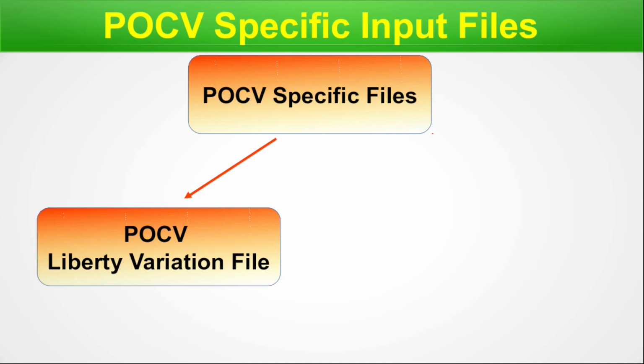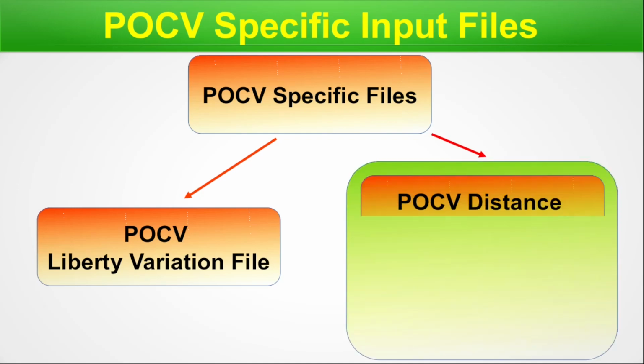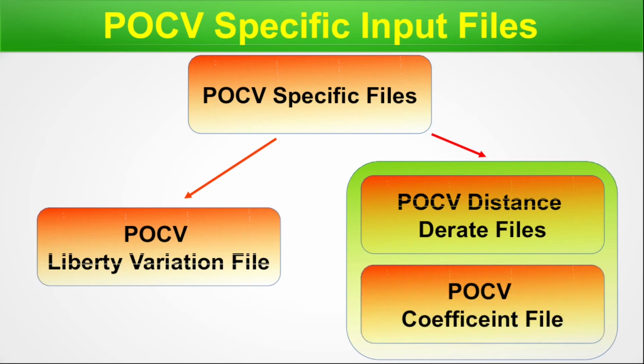And the second way is we combine two types of files together. The first one is the POCV distance derate file, and the next one is the POCV coefficient file. So we have two different approaches of giving the POCV input files. One is the LVF file, which is on your left side, and on the right hand side there is a combination of distance derate file and coefficient file, which have to be provided together to the POCV engine. Once you deal with the tool, you will come across these files. So in a short and sweet manner, this slide is already discussed. Let's move on to the next slide.